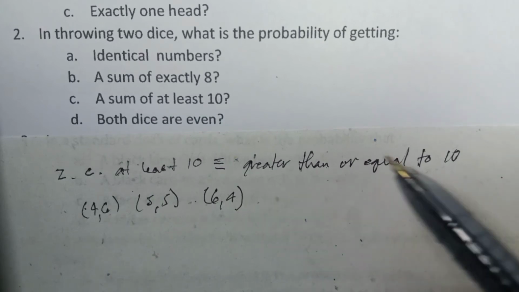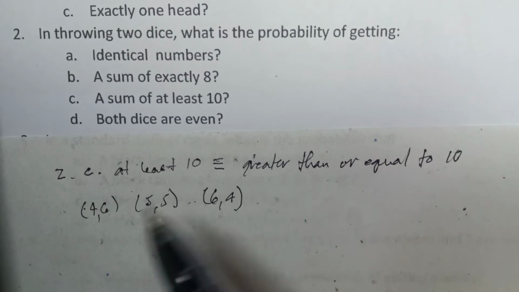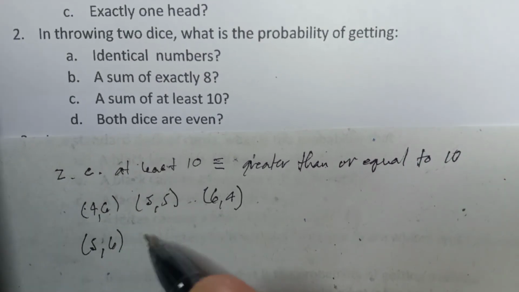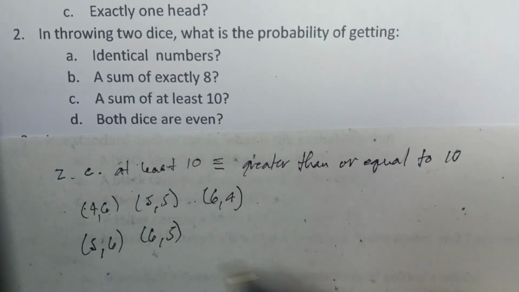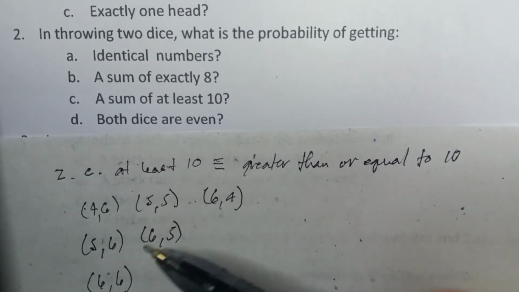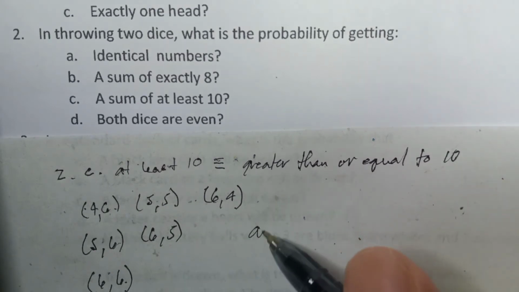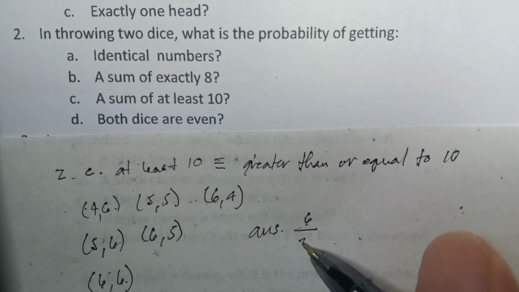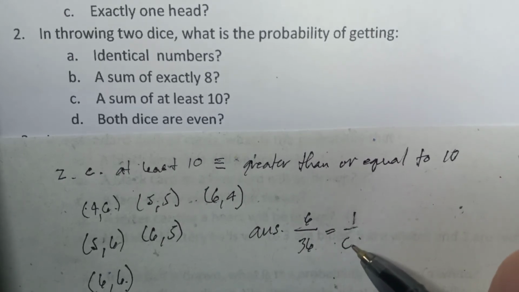Since it is greater than or equal to 10, you can also have 11. So if 11, 5 6 and 6 5. And if you have 12, we have 6 6. If we count them, we have a total of 1 2 3 4 5 6. So our answer will be 6 out of 36, which is equal to 1 over 6.